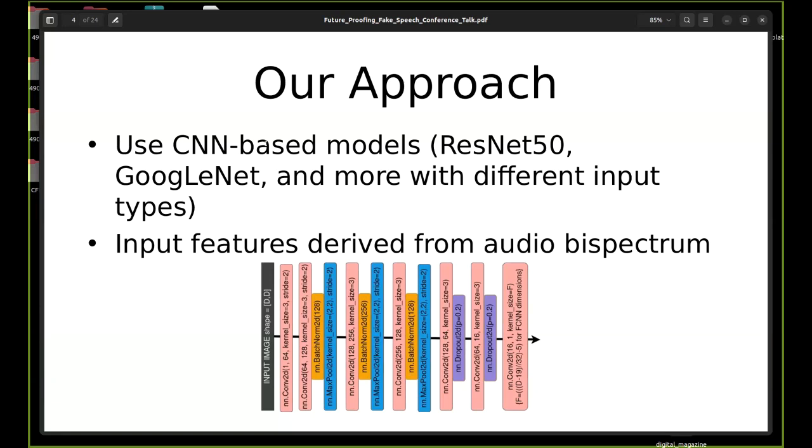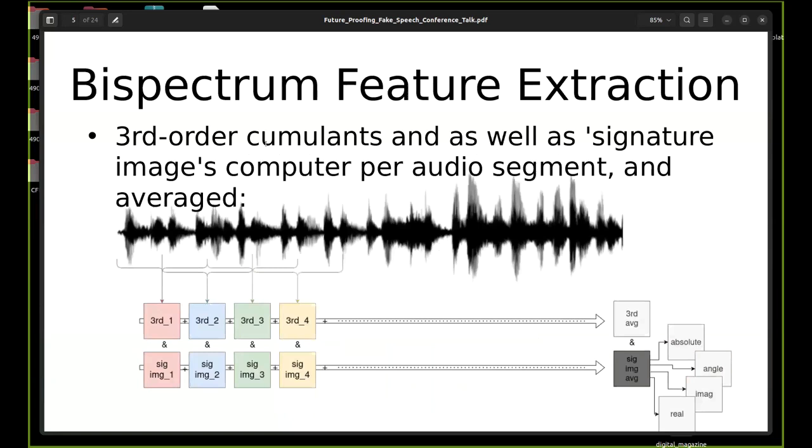And I use my three CNN models, GoogleNet, ResNet, and MidCNN, with different types of features that I obtain from the spectrum extraction. The spectrum is how I turn audios into images. In total, we have 5 different features which are called cum3, absolute, angle, imaginary, and real. Last four are extracted from a matrix we call signature image, and cum3 is the third order cumulant.